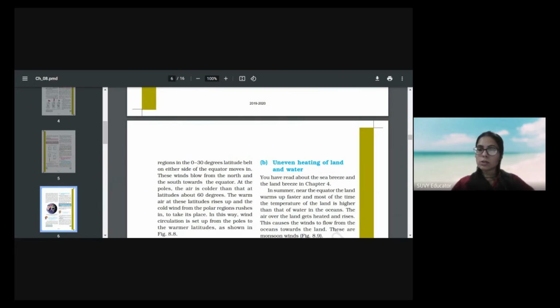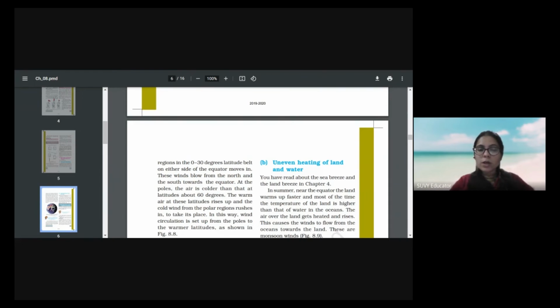The heat of the sun is very high, so the air of that particular region will also be very high. So air will move from those regions in the 0 to 30-degree latitude belt on either side of the equator moves in. These winds blow from the north to the south towards the equator. The wind will blow from the north region to the south region towards the equator.